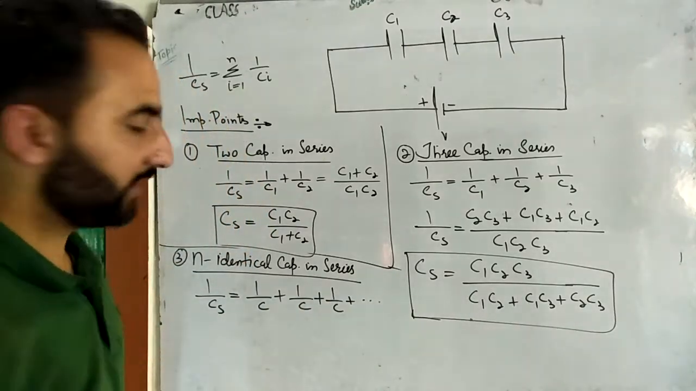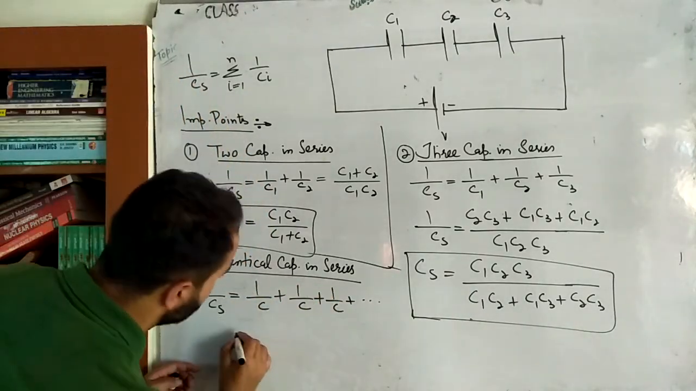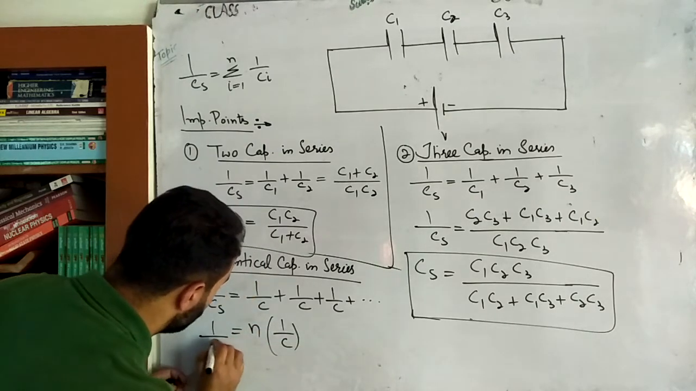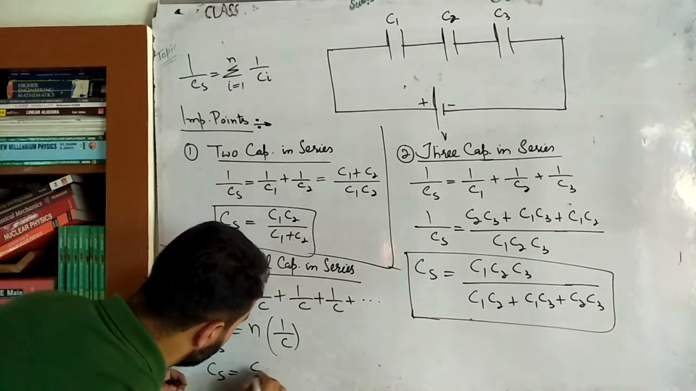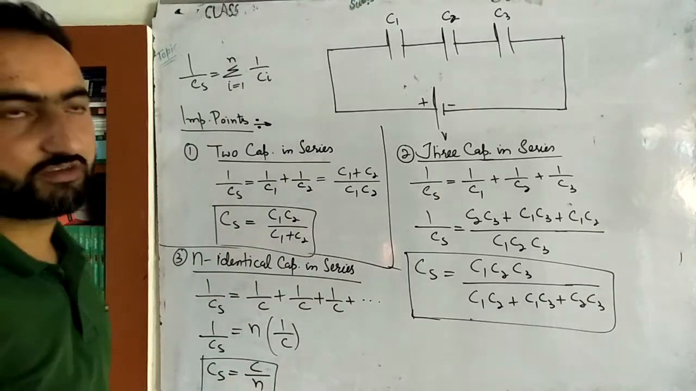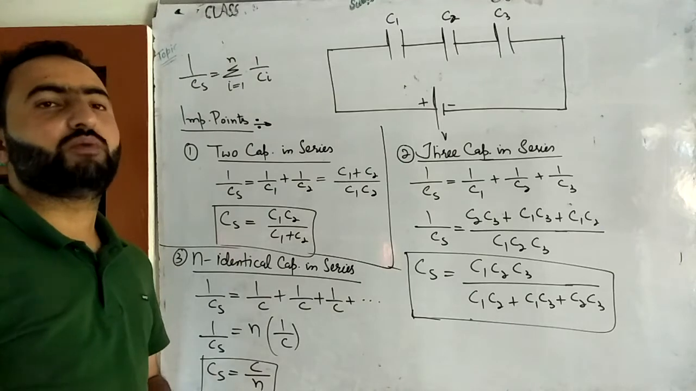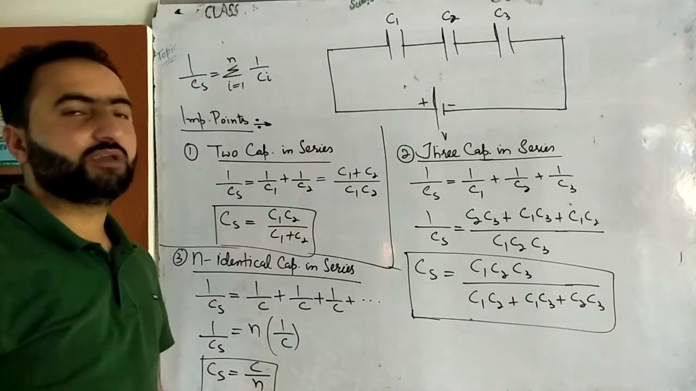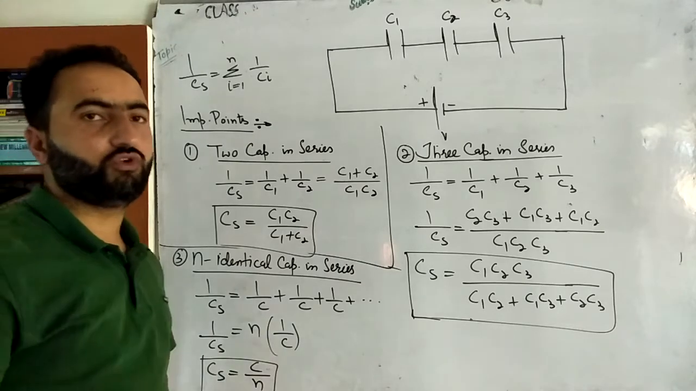How many are there? n number of them. So it will be simply equal to n times 1 by C. So this is 1 divided by CS. That means CS will be equal to C divided by n. Now for example, suppose there are 5 capacitors, each of capacitance 10 farad, then the equivalent capacitance will be simply 10 divided by 5, which is equal to 2 farad.